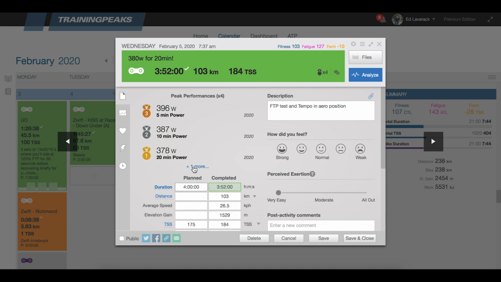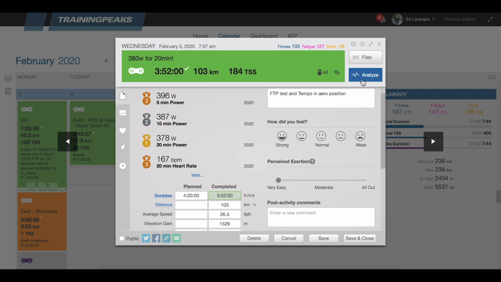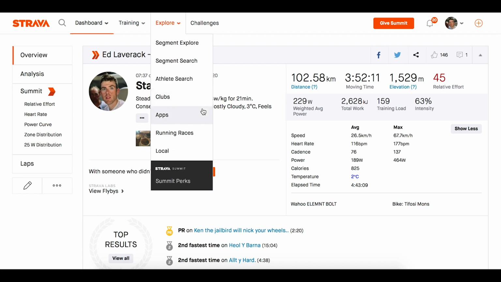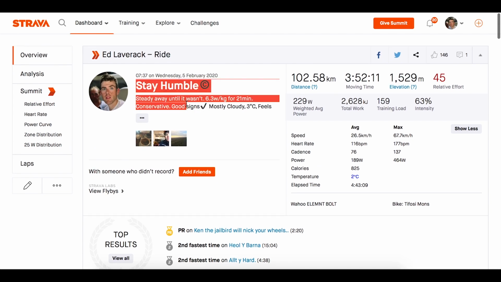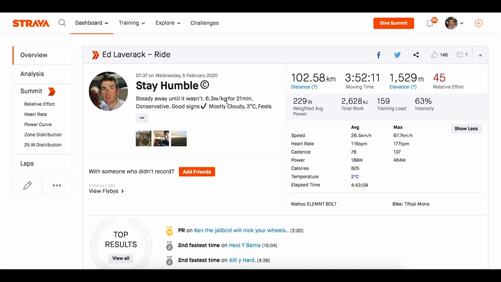This effort was done near the end of a ride. I'm going to use both Strava and Training Peaks to look at this because I know that some of you are on Strava, some of you are just on Training Peaks. So here we go. This is steady away until it wasn't. 6.3 watts per kilo for 21 minutes. Conservative. Good signs. Now, what do I mean by conservative?